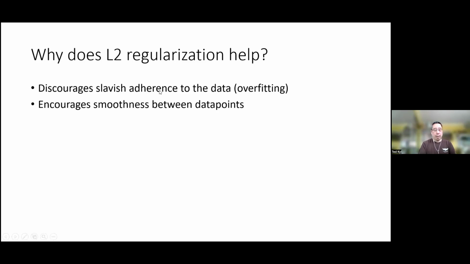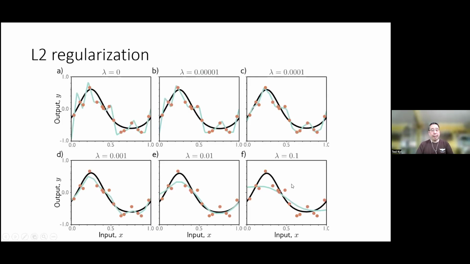So here we go. Avoiding slavish adherence, smoothness between the data points. Here's a pictorial example. It doesn't really say exactly what the neural network is, but that's not super important. So you train the neural network vanilla, and you'll see that it's hitting every data point exactly. So it's this really jaggy function that goes through all the data points.